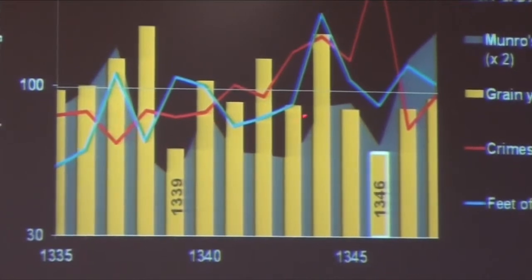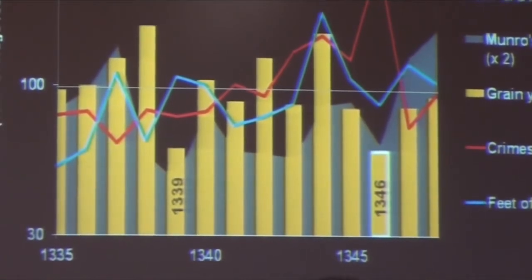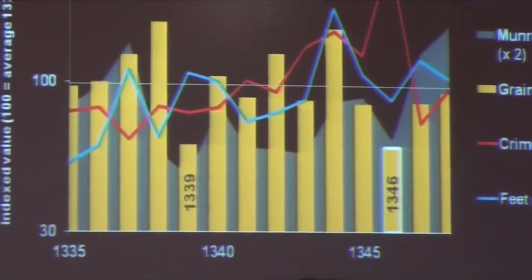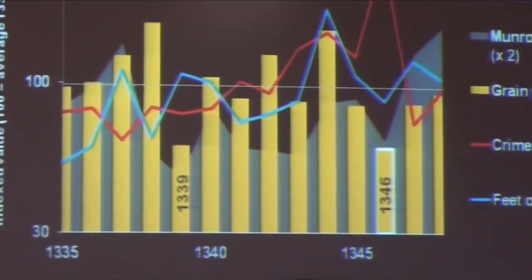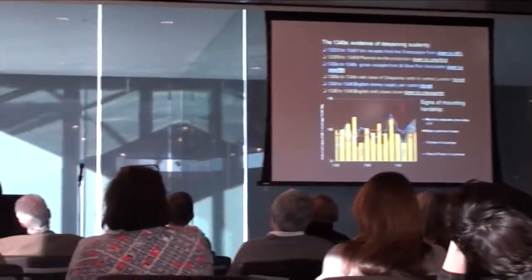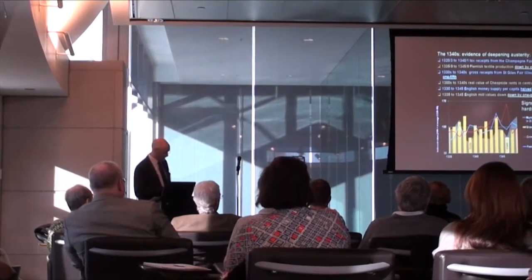There's a steady upward trend in the number of recorded sales of pieces of free land, recorded by a type of document known as the feet of fine. So people are selling off land for a whole variety of reasons, but they often do this in order to gain cash to pay taxes, in order to get out of difficult situations.